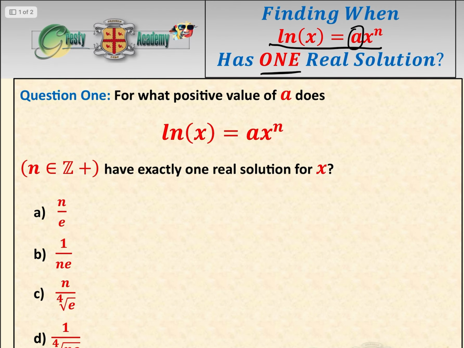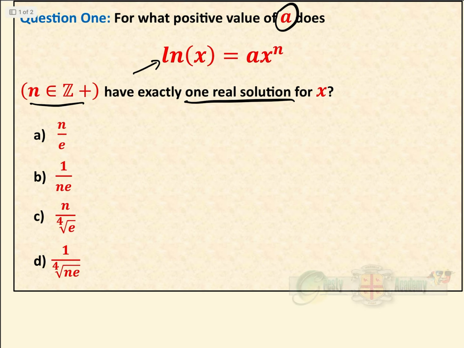But first of all, let's answer the question at hand. Question 1: for what positive a does log x equal ax to the n, where n is in the positive integers, have exactly one real solution for x? And we're given 4 answers here.